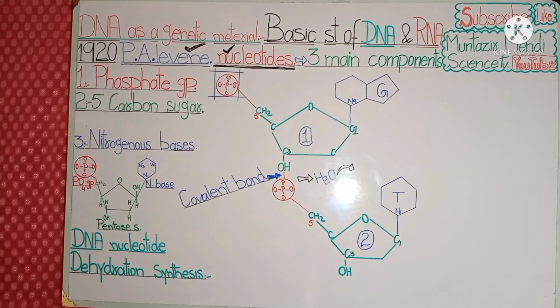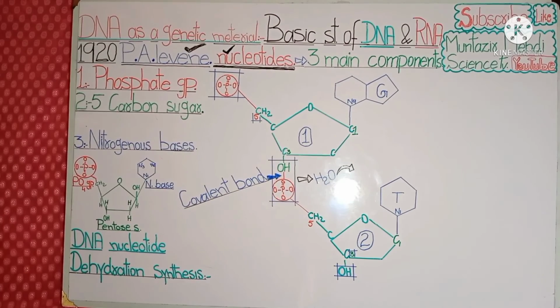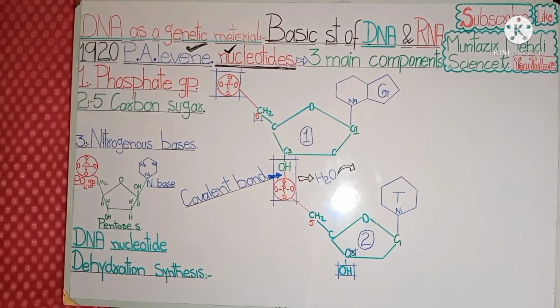So the phosphate group that is present at the 5 carbon of pentose sugar reacts chemically with the hydroxyl group present at the third carbon of sugar. Like this to form long chains of nucleotides of DNA and RNA. In other words, we can say that 5-phosphate group of one nucleotide and third hydroxyl group of second nucleotide, both these nucleotides react chemically with each other to form long chains of nucleotides of DNA and RNA.